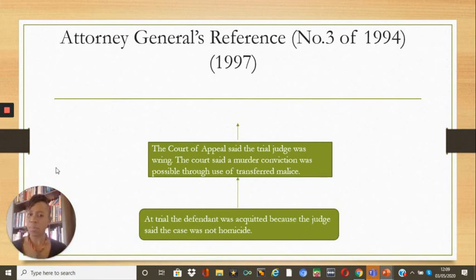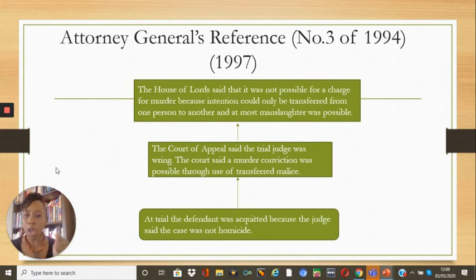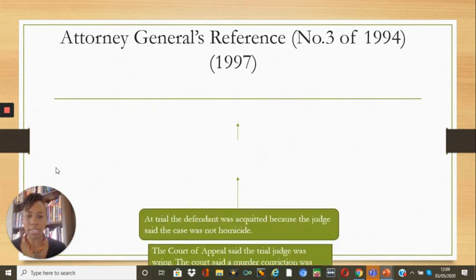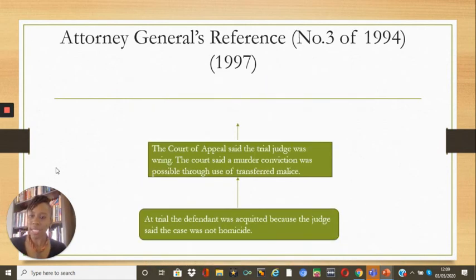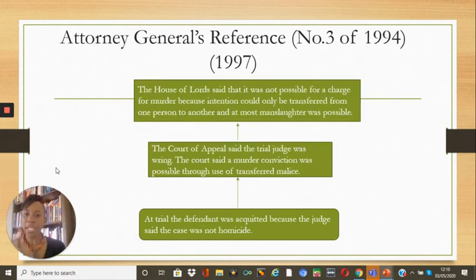They said, actually, you're wrong. A murder conviction is possible. Use the principle of transferred malice, and you will see that a murder conviction is possible. Use the principle of transferring that intention to kill the mother to the baby, and then it is possible to convict this man of killing the baby. But a further appeal was made, and the House of Lords said it was not possible for a charge of murder. So the Court of Appeal said it's possible, and the House of Lords said it's not possible.